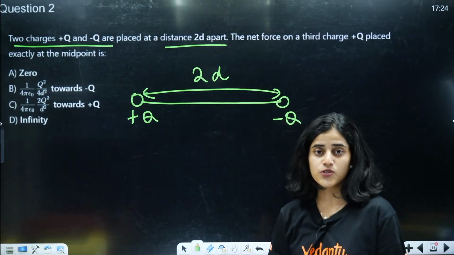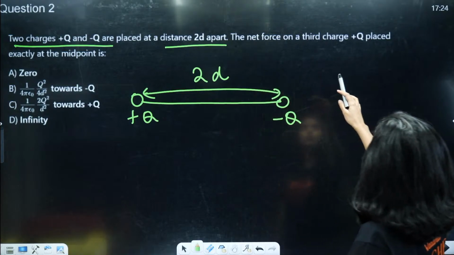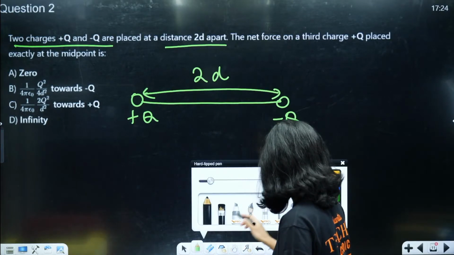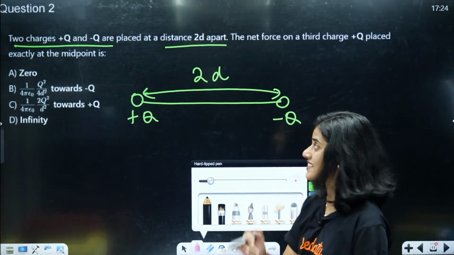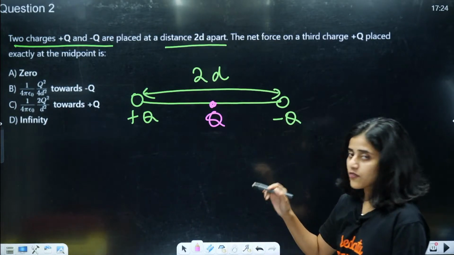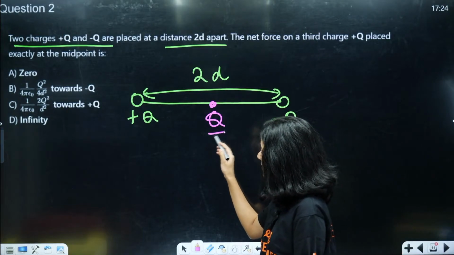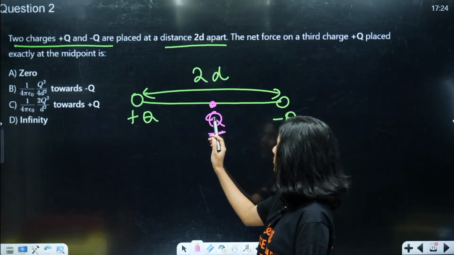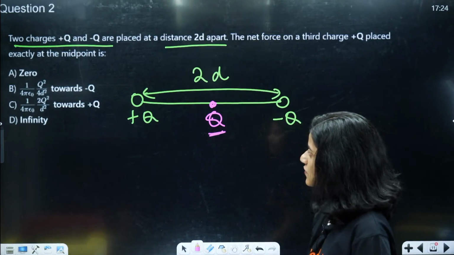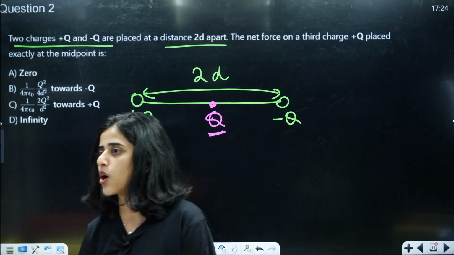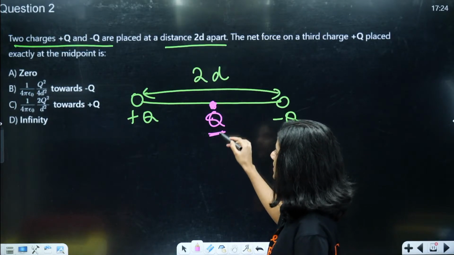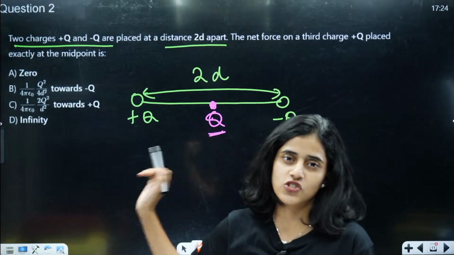But here the question is to find out the net force on a third charge. So not just two charges, we have one more charge. We have to find out the net force on a third charge exactly at the midpoint. So I have to find out the force on this charge because of plus Q and minus Q. Does anybody have any idea on how to do this? If you know the answer, you can write down the option in the comment section. So you have to find the force because of the pink colored charge at the center.